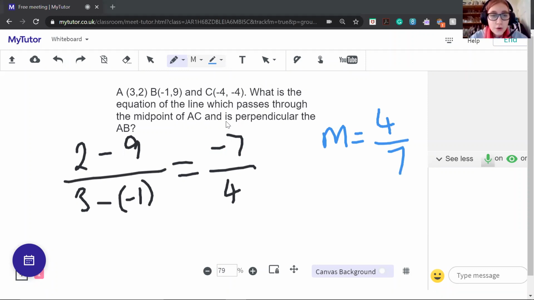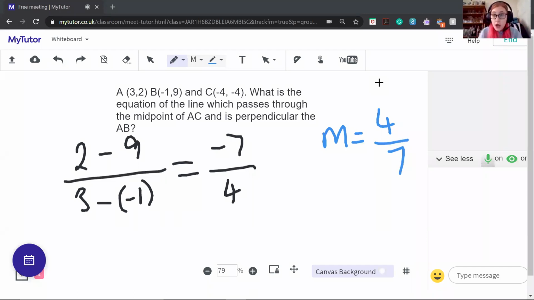Yeah, someone got the correct gradient for AB. Well done. Always, if you want to pop your solutions in the chat as we go along, it means that you can check that you've got it before maybe I say it. And also if you put in something that I can tell is a common mistake, I can explain where you might have slipped up there.